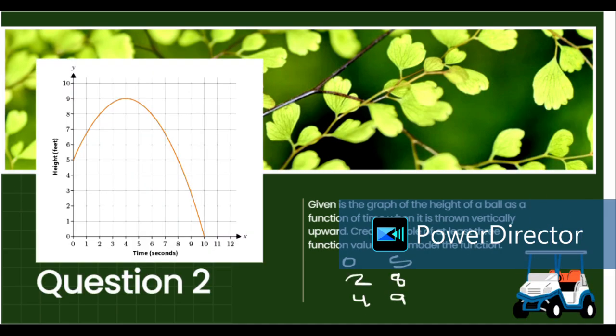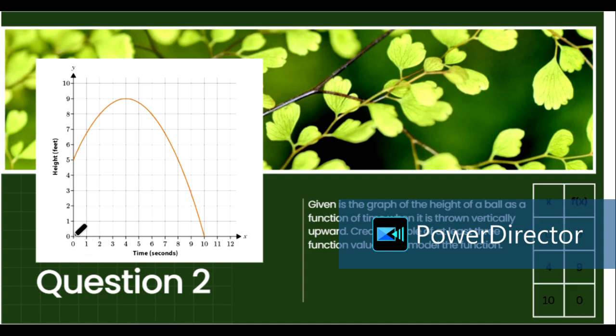Okay. Here's question number 2. Given is the graph of the height of a ball as a function of time, when it is thrown vertically upward. Create a table of at least 3 function values that model the function. Pause the video, do it, come back.